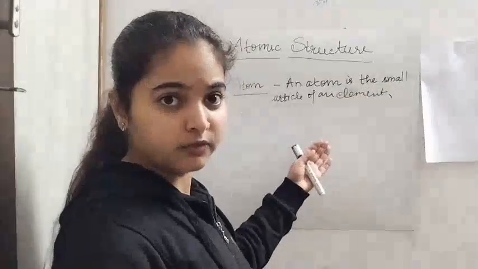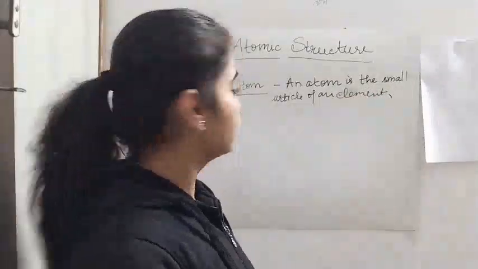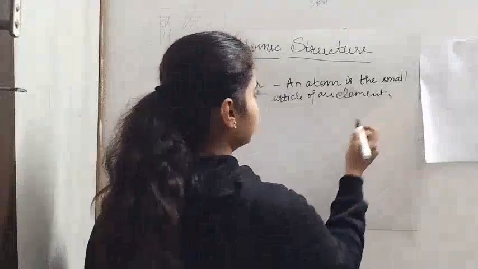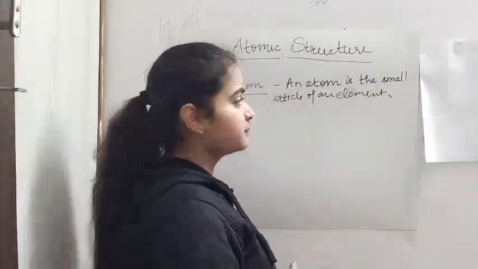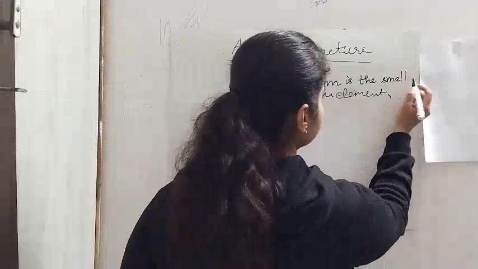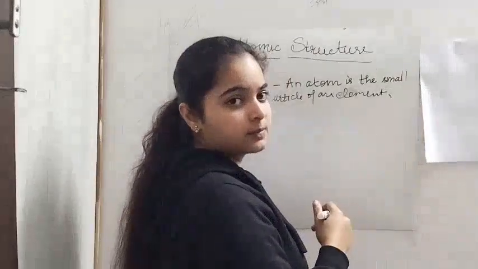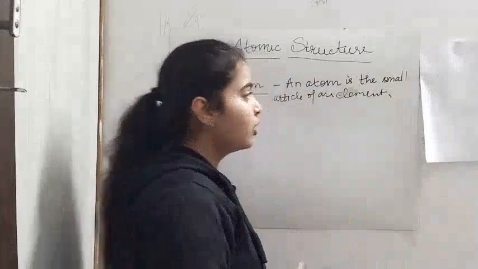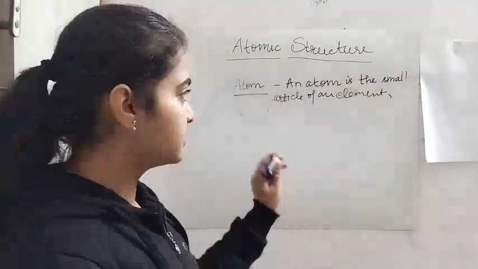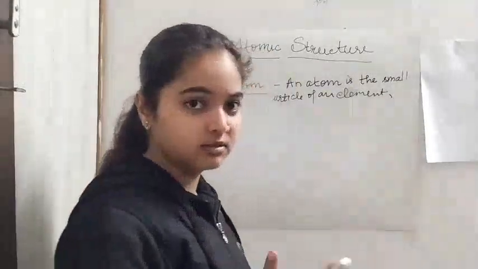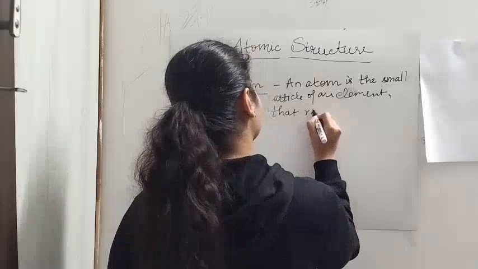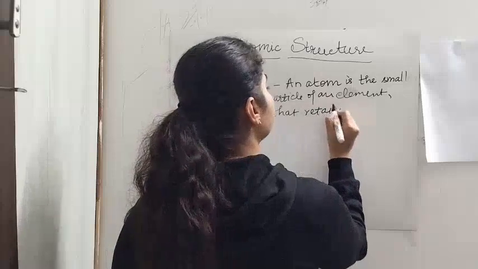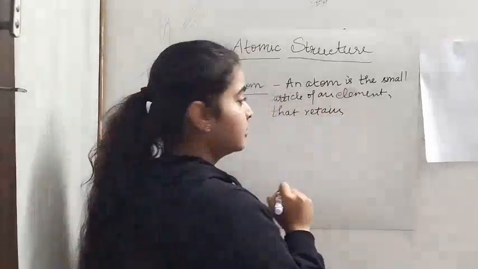Atom retains the property of that element. This part is very important. This is the smallest, but that retains the property of that element. Smallest are subatomic particles, but they do not retain the properties of that element. So this is the right definition of this atom. Atom retains the chemical property of that element.